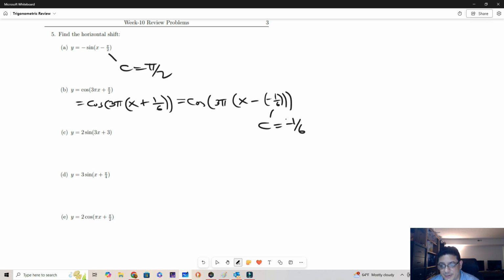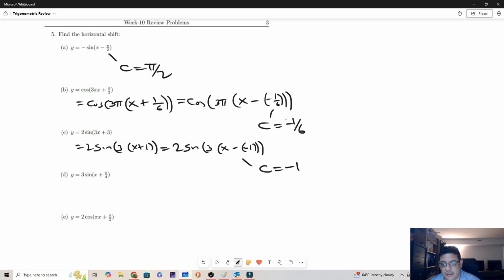A similar thing happens here on c. Notice that what we can do is we factor out that 3, and we get sine of 3x plus 1. But we can see this as 2 sine of 3x minus 1. And so we actually can see that the horizontal shift is c equals minus 1, or we're moving 1 unit to the left.